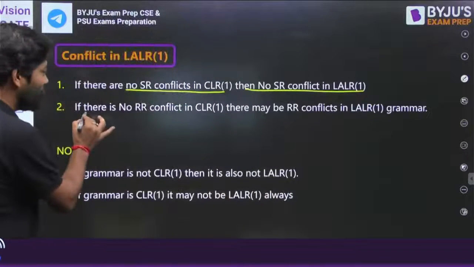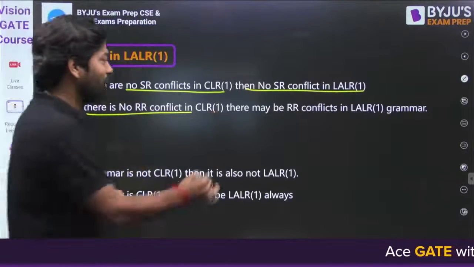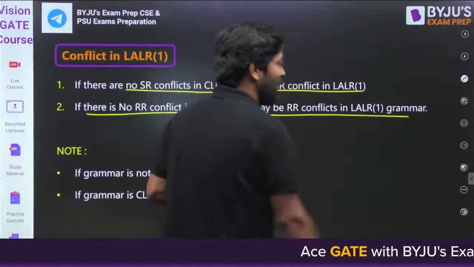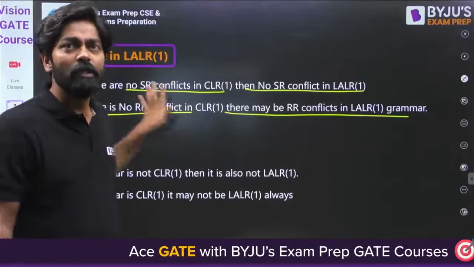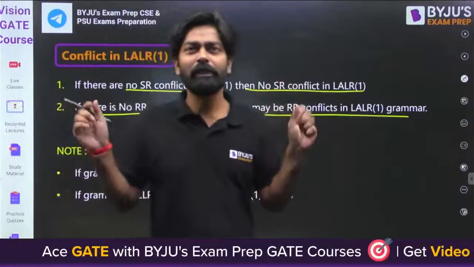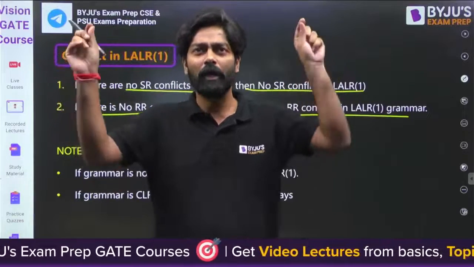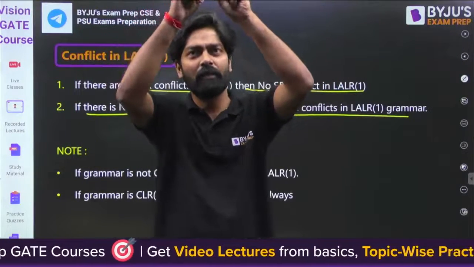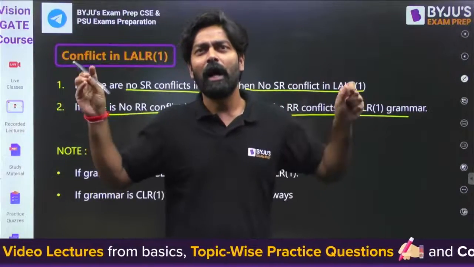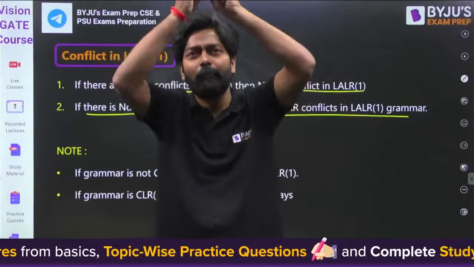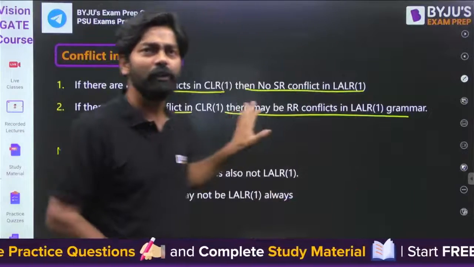See clearly, if there is no RR conflict in CLR1, there may be RR conflict in LALR1 grammar. Fine. Based on that, they have asked one question also. Let's suppose in CLR1 we have two states, differing in look ahead symbol. Now you can merge them in LALR1. Here there is no RR conflict, here there is no RR conflict. After merging, it may be possible there will be an RR conflict. Fine. So this is the second point.